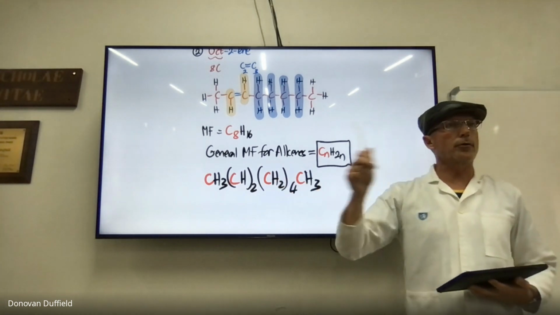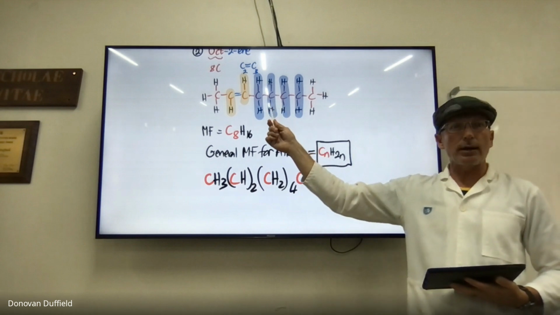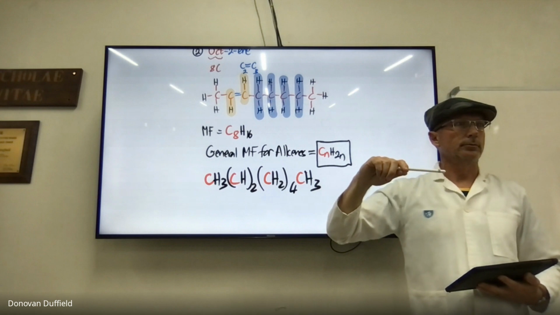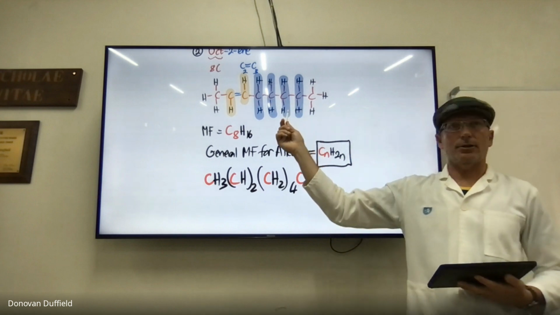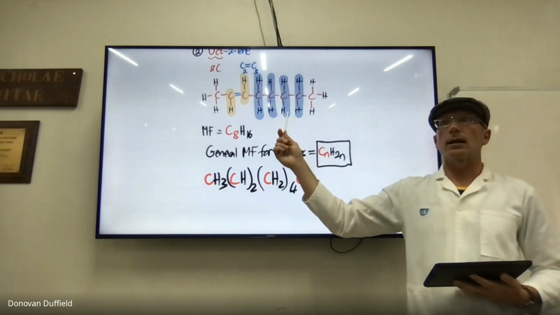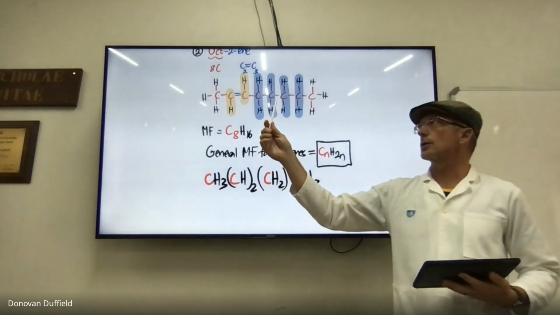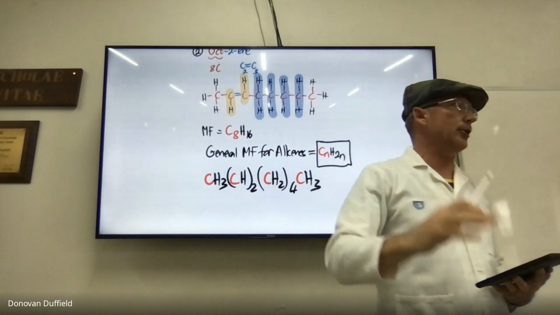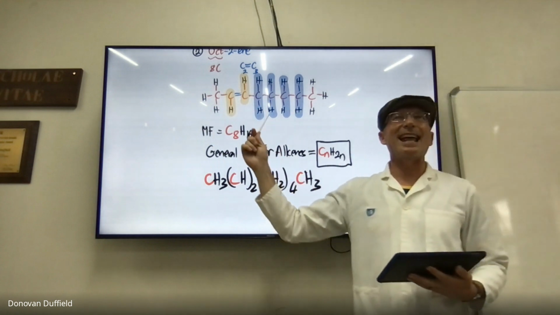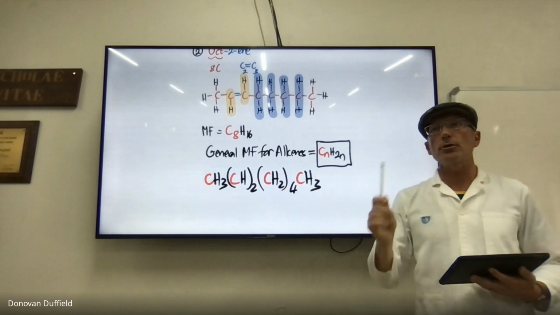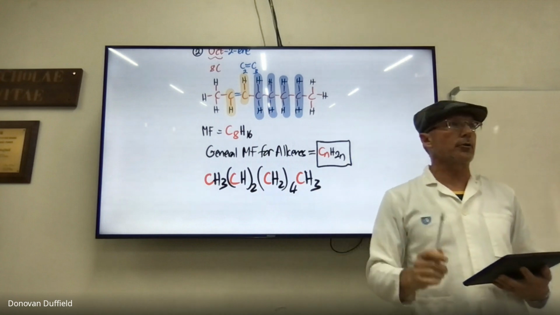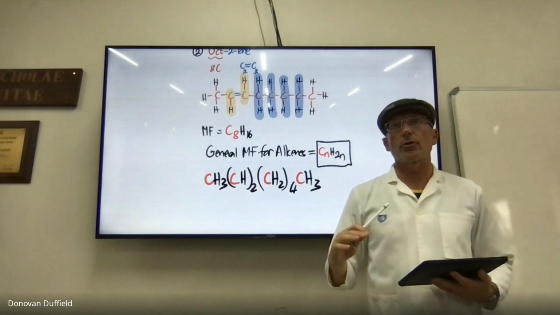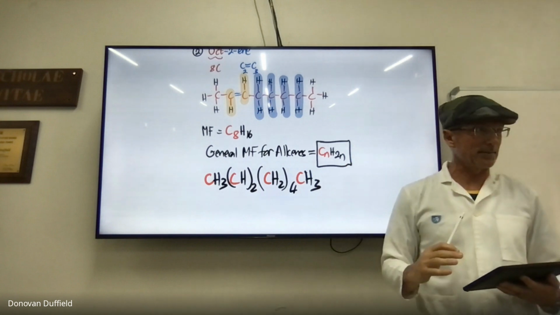Now I've got a question for you. Is this a saturated or unsaturated hydrocarbon? This is unsaturated, because of the double bond, because it doesn't have the maximum amount of hydrogens that could possibly be found around 8 carbons. As soon as you've got double or triple bonds in a hydrocarbon, it's unsaturated. So the only saturated hydrocarbons are alkanes.